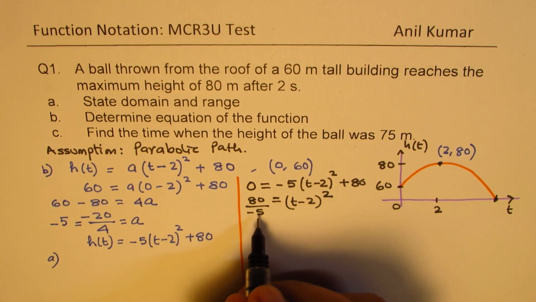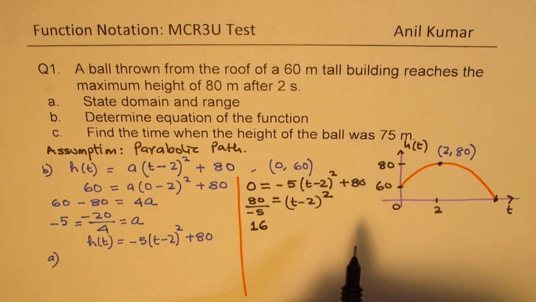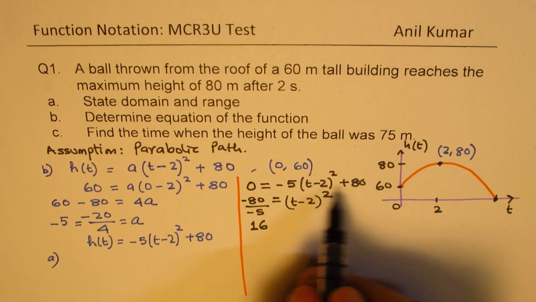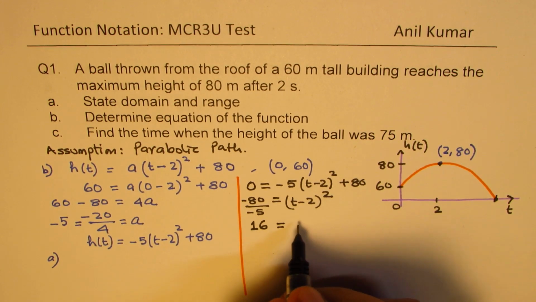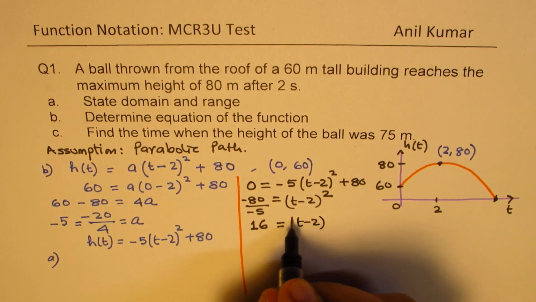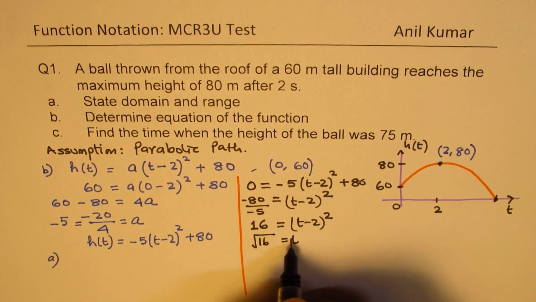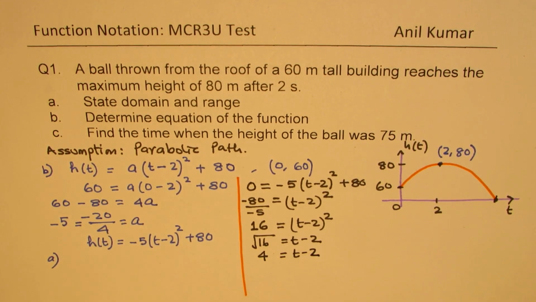When you divide, you get 80 divided by 5, which is 16. And minus and minus becomes positive. When you take 80 to this side, that is negative. Divide by negative gives you 16. And we get t minus 2 whole square equals 16. So square root of 16 will be t minus 2. And this is equal to 4.